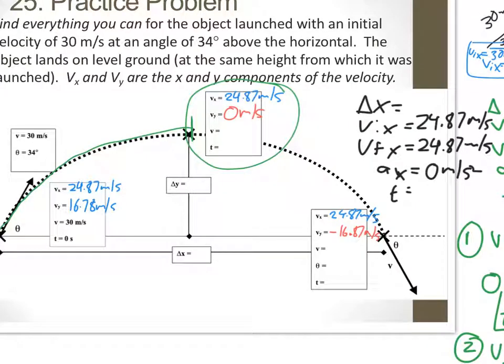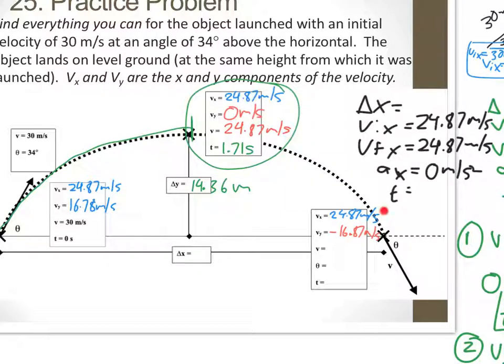So once again, I'm going to fill in some of the things I know. I know my time here at the peak is going to be 1.71 seconds. I just solved for my delta y. That's going to be 14.36 meters. I also can fill in this velocity here. That's just going to be the magnitude of my overall velocity. Because the only velocity I have is in the x direction and there is no y component, that means my overall velocity is just this 24.87 meters per second.